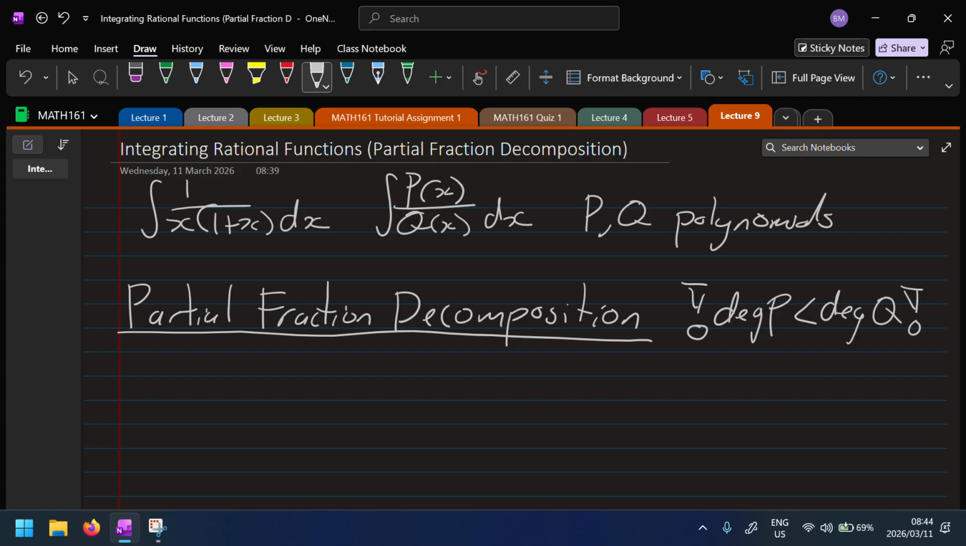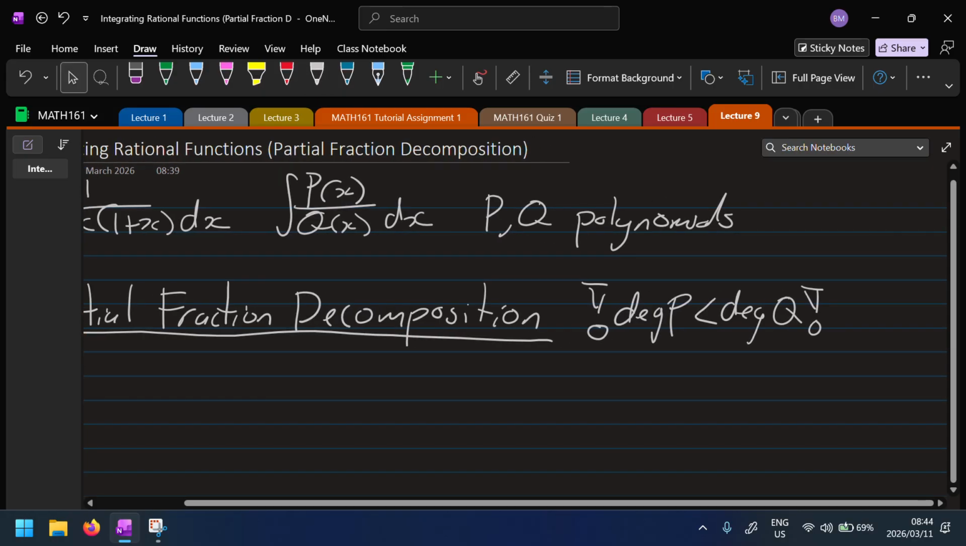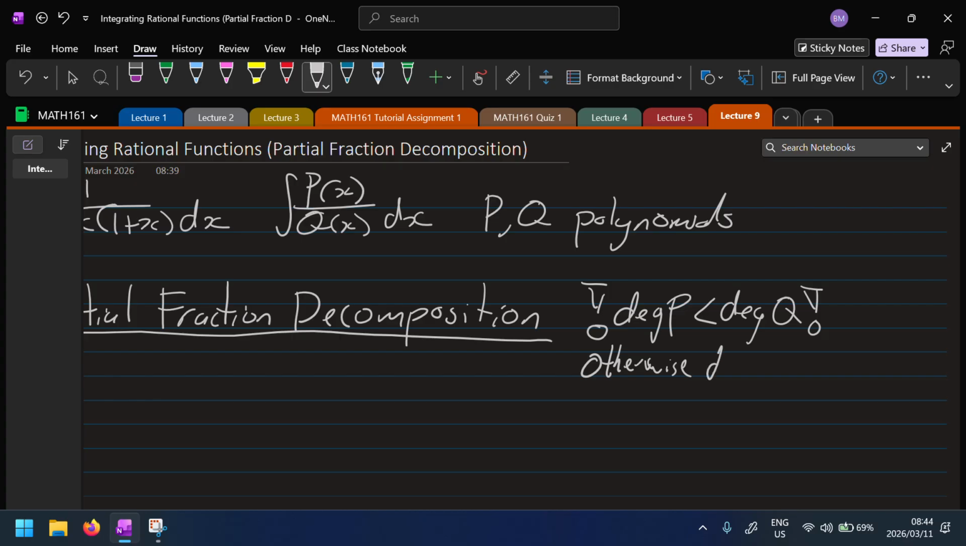If that's not the case, so if the degree of the top is greater than or equal to the degree of the bottom, you have an extra step 0 that you need to do, and that's polynomial long division. We'll cover that later in an example. It's an extra step, but for now, just put the warning on the side there. So the degree of p must be less than the degree of q. Otherwise, do polynomial long division.